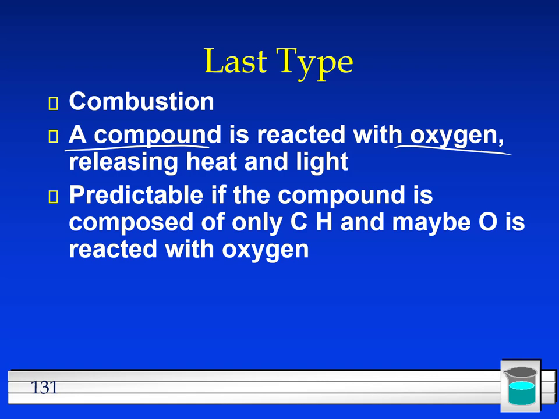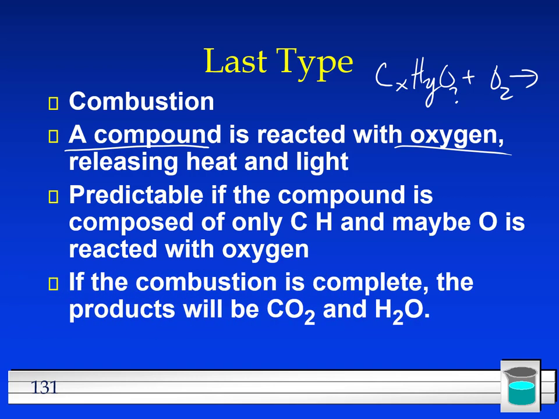Okay, so right now my equation looks like C something, H something, O maybe, plus oxygen makes... And what does it make? Well, the beauty is you don't have to figure out what it makes. It's a very limited set of products. It makes carbon dioxide and water. That's what it makes, carbon dioxide and water. That's called complete combustion.